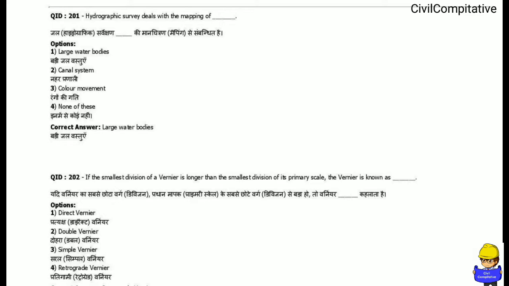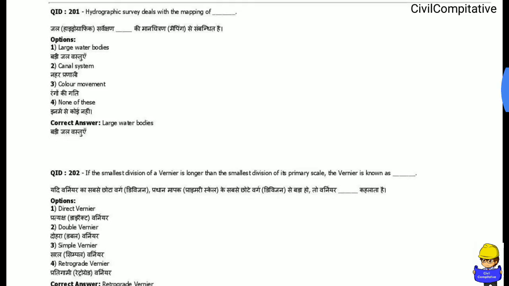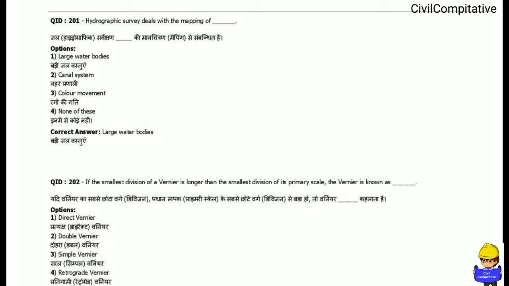So, this is the question paper of 2016 Set 1. Let's have an eye on this. The first question which has been asked is: Hydrographic Survey deals with the mapping of what? It is an objective question from surveying. The options are large water bodies, canal systems, colored movement, then none of these.